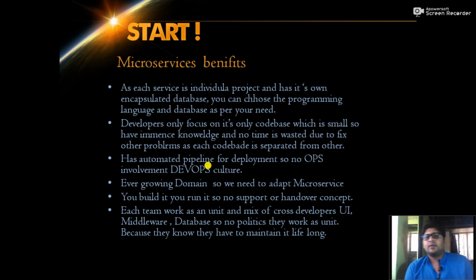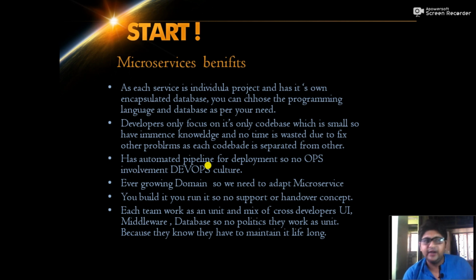Okay, so now I am coming to the microservice benefits. These are the pain points we now know in a traditional system. Now I will show you how microservices try to solve those things. As I said, microservice means each service is an individual project and it has its own encapsulated database. Each service can be built in a different programming language and different database. Maybe one service is built on Scala and GraphQL, and another service can be built in Java with a relational database. So according to your project's need, you can choose your programming language, you can choose your database and work on that.